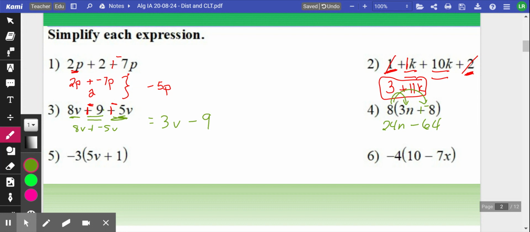Now, it's typically ones like 5 and 6 where we have the majority of our mistakes because we're multiplying by a negative. We have negative 3 times 5v. That'd be negative 15v. We have negative 3 times 1. Negative times a positive is always negative. And when I'm multiplying, this is going to be negative 3. Now, do remember, it is okay. I would still accept it as correct if you wrote plus negative 3. Okay?